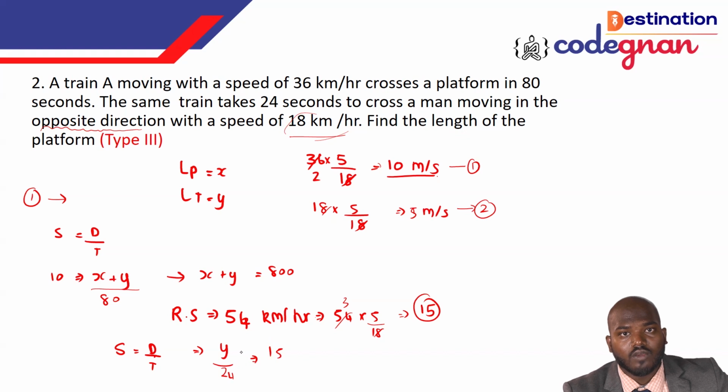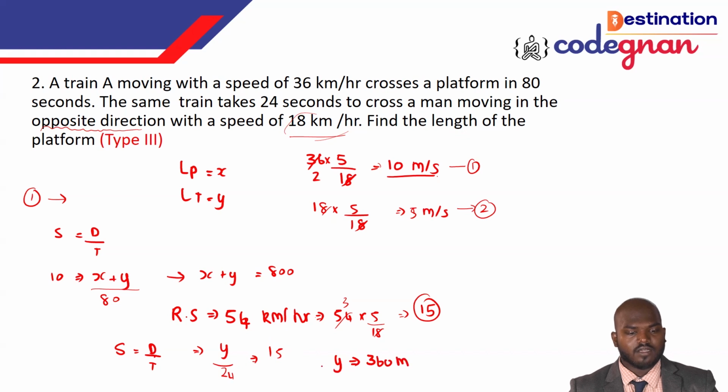15 times 24, what can we call it, guys? So 240 plus 120, we can call it 360 here in this one. So you can say that y is equal to 360 meters. What is y here? y is the length of the train.